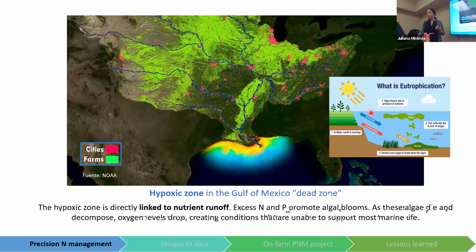That is whenever we have a lot of nitrogen, and that promotes algal blooms. And as they die, they decompose and take the oxygen, and that creates conditions that are unable to support most marine life. So that is why it's called a dead zone.